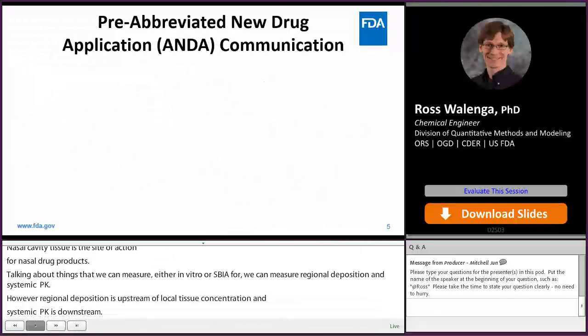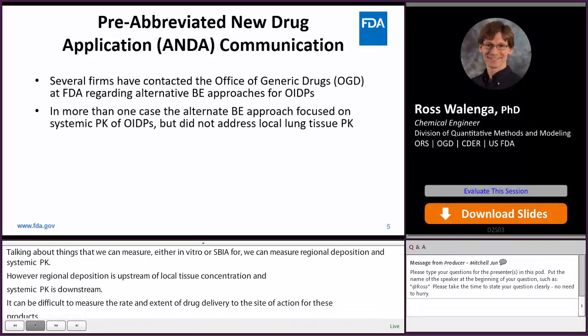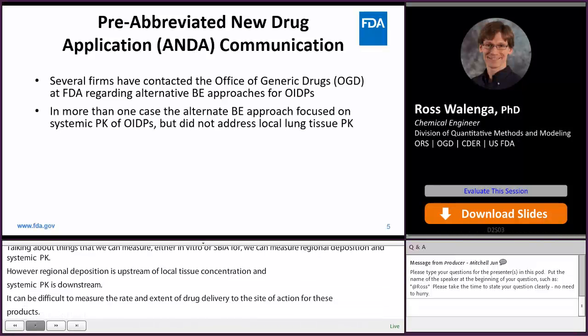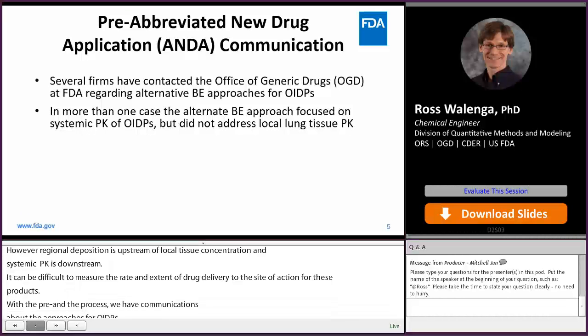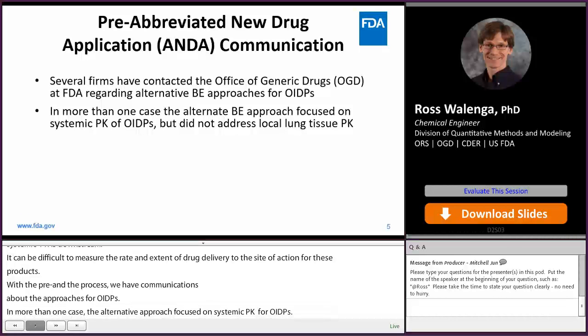So via the pre-ANDA process, OGD has received several communications about alternative BE approaches for OINDPs. In more than one case, the alternative BE approach focused on systemic PK for OINDPs, but this can be problematic because it's not actually giving assurance that the rate and extent of delivery to local lung tissue PK is the same.